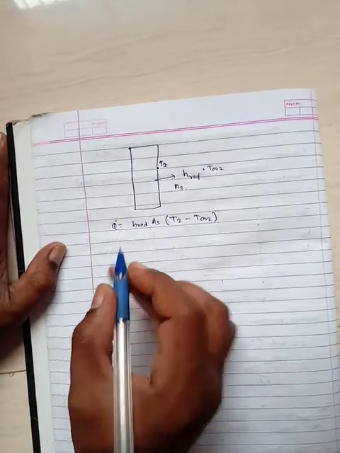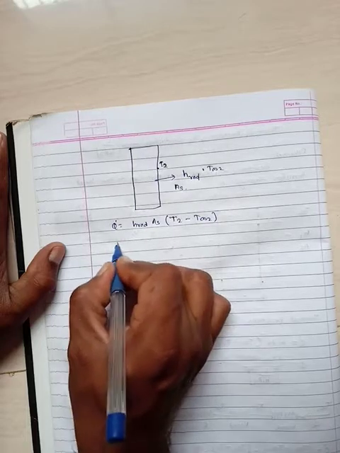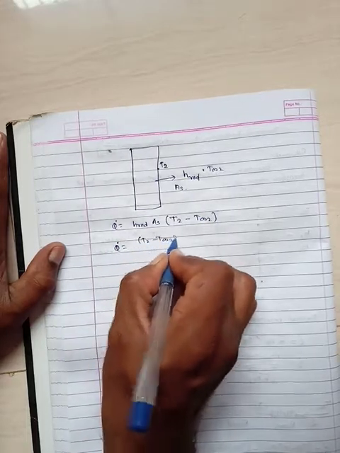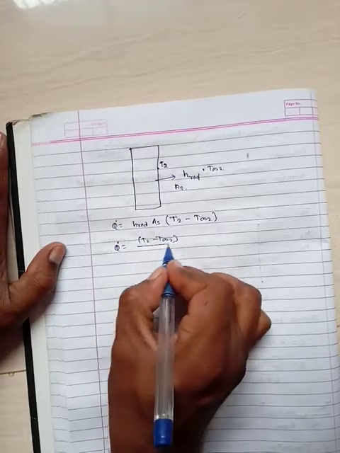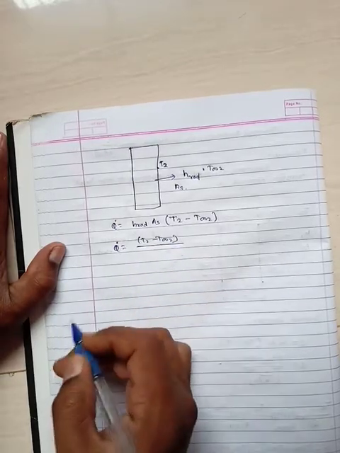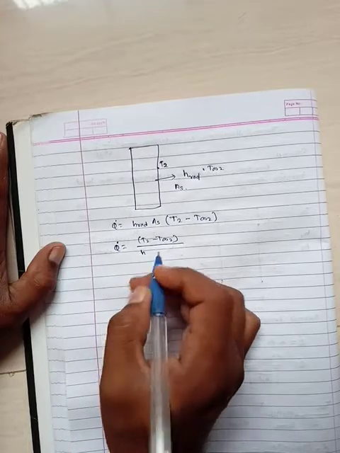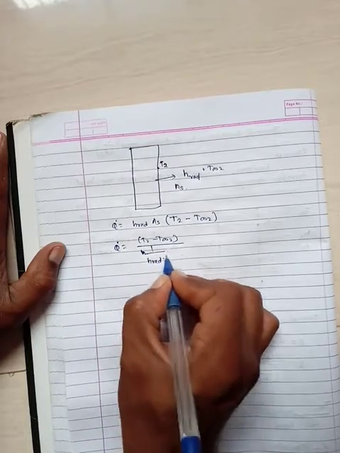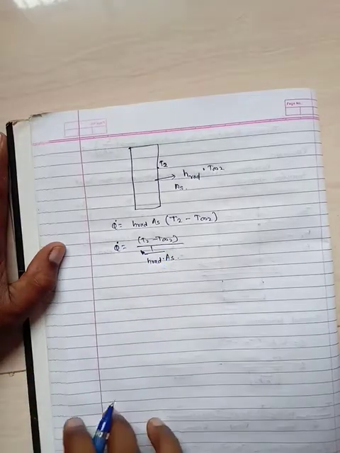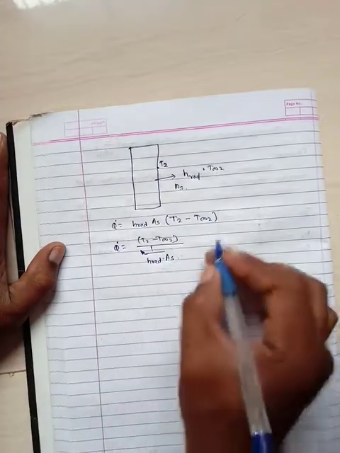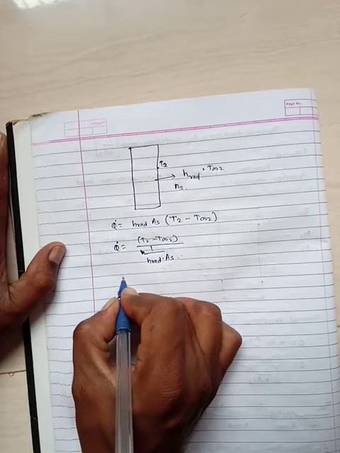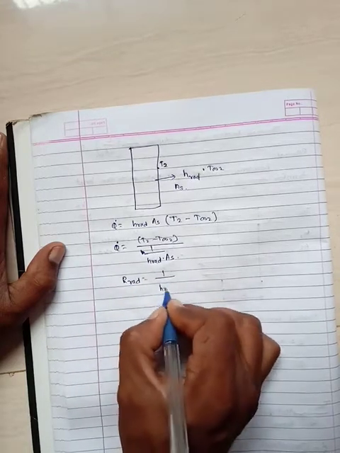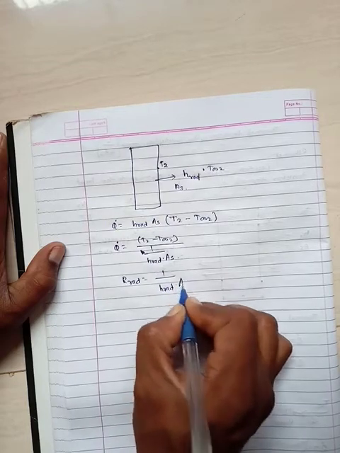The thermal resistance we can find by using the equation Q is equal to (T2 minus T infinity 2) divided by 1 upon h radiation into As. So here R radiation is equal to 1 upon h radiation into surface area.